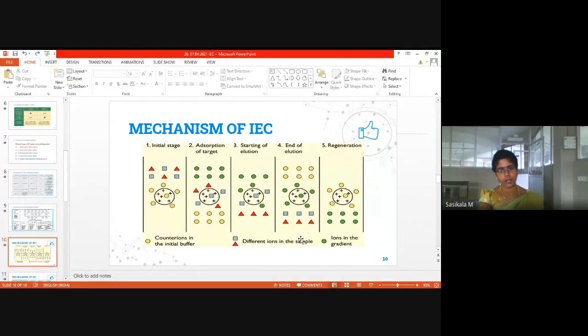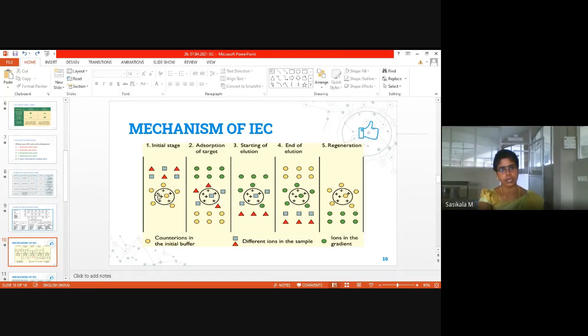Here you can see different ions in the sample. Blue and red represent the sample ions, negatively charged sample ions. Now the mobile phase solvent is flowed on the column so that the adsorbed sample is eluted from the matrix. First you can see the red sample is eluted from the column, and next the blue sample. Now only mobile phase ions exist in the matrix, and it is regenerated with the initial buffer, the yellow buffer. Now your column is ready for separating other types of anions.